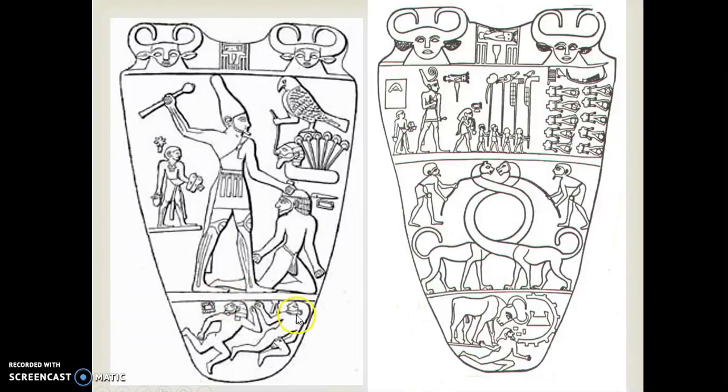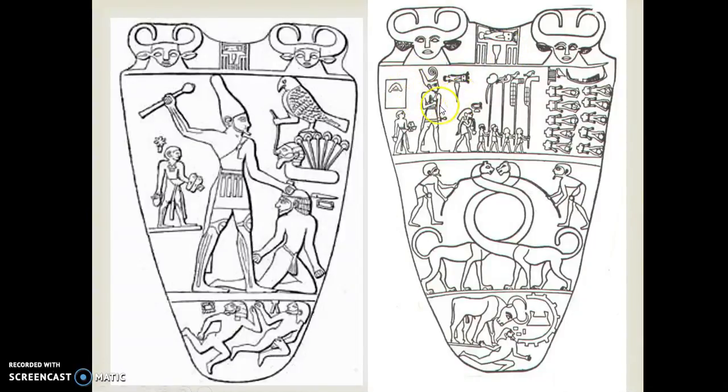And down here are basically the enemies being trampled. I think it's important to note that these are in registers. So Standard of Ur registers, Palette of Narmer registers. So that's what's going on the front. And this is the back. We have the same thing going on at the top: the cow goddess and Narmer's name in hieroglyphics.